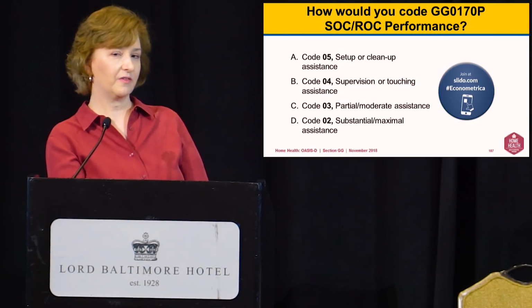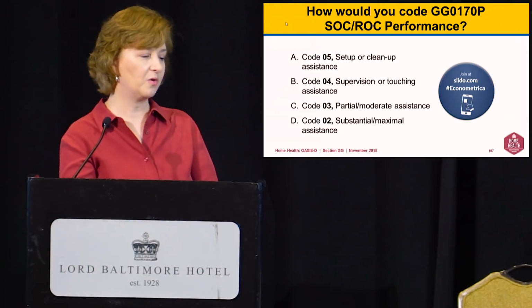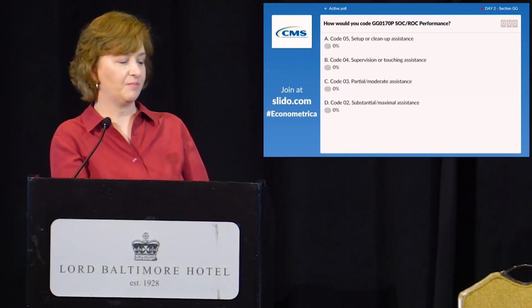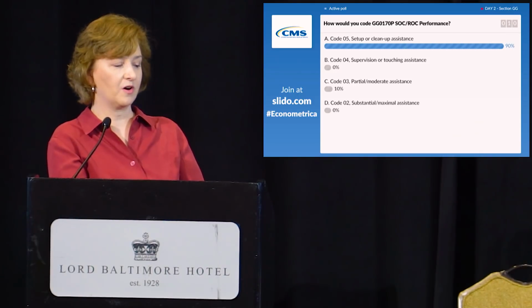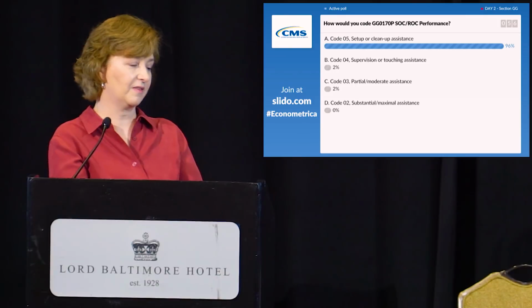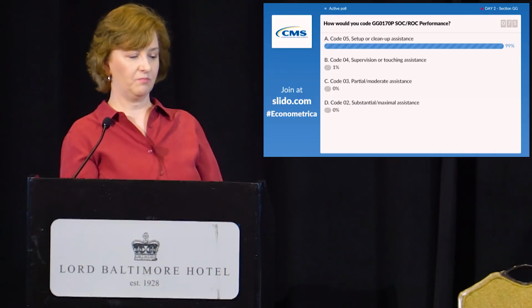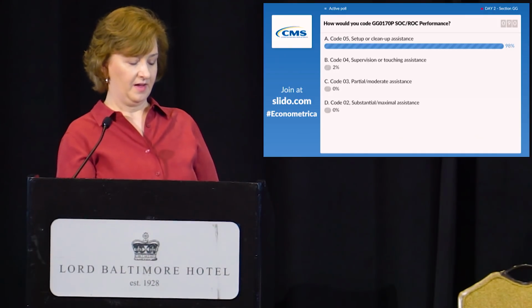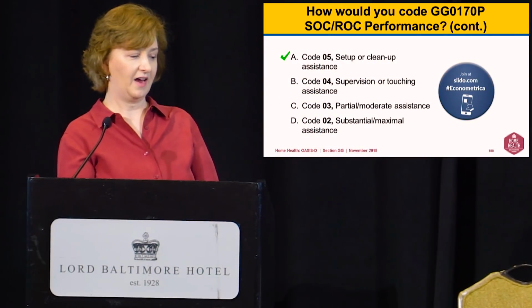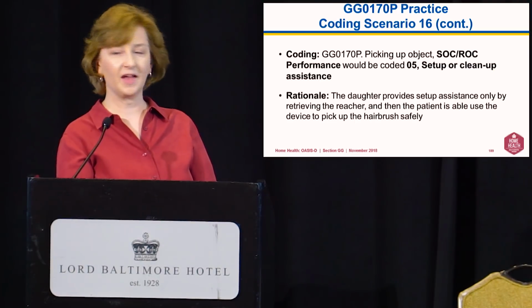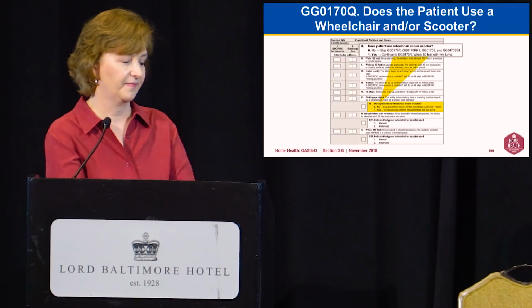So the important part was that her daughter was asked to bring that to her. Thinking through the decision tree, I'll let you do this one on your own. How would you code it? The options are 05, set up cleanup assistance, 04, supervision touching assistance, 03, partial moderate assistance, and 02, substantial maximum assistance. Looks like most of you are coding 05, and I do agree with that. That was set up by the daughter.